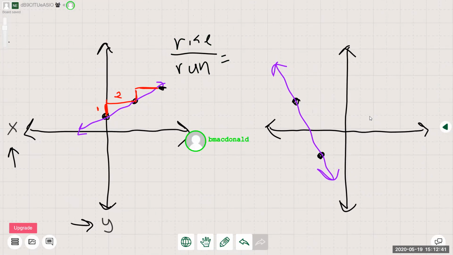This time we're going to count down to the next point. So we'll go 1, 2, 3, 4. Since we went down, our rise is going to be a negative 4. And then we're going to go over 1, 2 spaces. So that's a positive 2. Now we can reduce this to make it simpler by dividing negative 4 by 2.